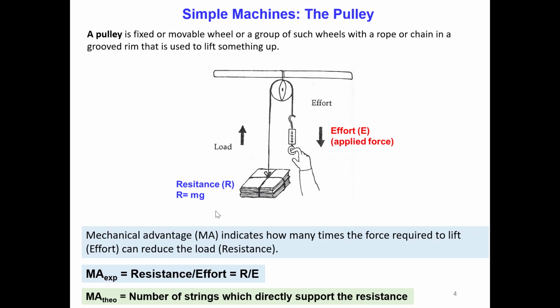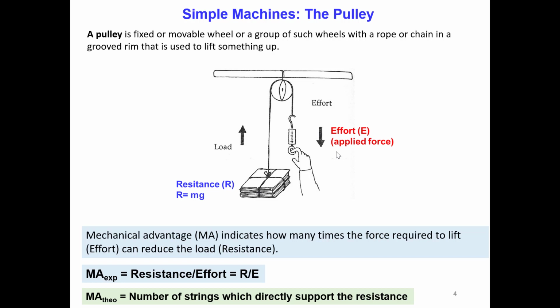There are different variables that we need to take into account when we are trying to study the pulley system. Two of these variables are the resistance, which is the force, the weight of the object we want to lift. This is the resistance, and this is why the resistance is mass times gravity. It's basically the weight. But the effort force is the force we need to apply to lift that object when we use the simple machine.